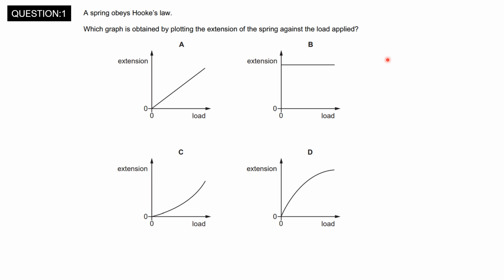The answer is A, because as we discussed earlier, it is an extension load graph which obeys Hooke's law, so it starts with origin and the line must be straight.